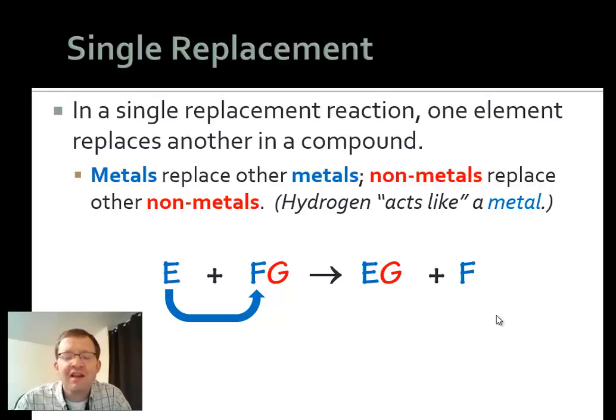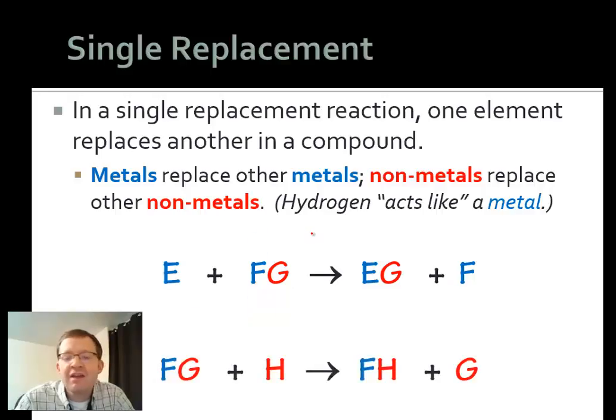So FG is a couple, it's dancing along just fine. Along comes element E and bumps F out of the reaction, and F is replaced or displaced from its compound. And we end up with, over here on the right side of the equation, a compound, EG, where E has taken the place of F, and now F is off by itself. That was a metal replacing another metal.